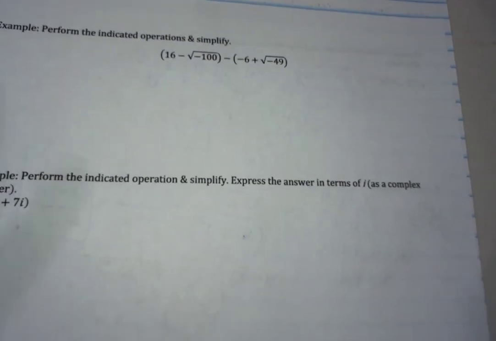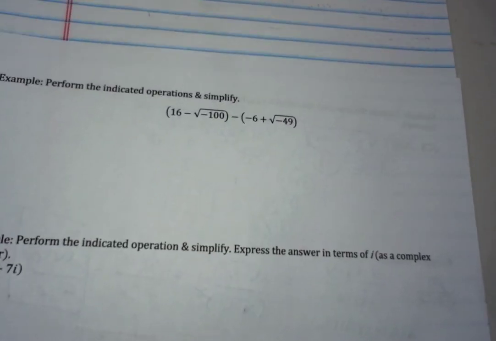And then that was our last page. All right, so perform the indicated operation and simplify. 16 minus the square root of negative 100 minus the quantity negative 6 plus the square root of negative 49.